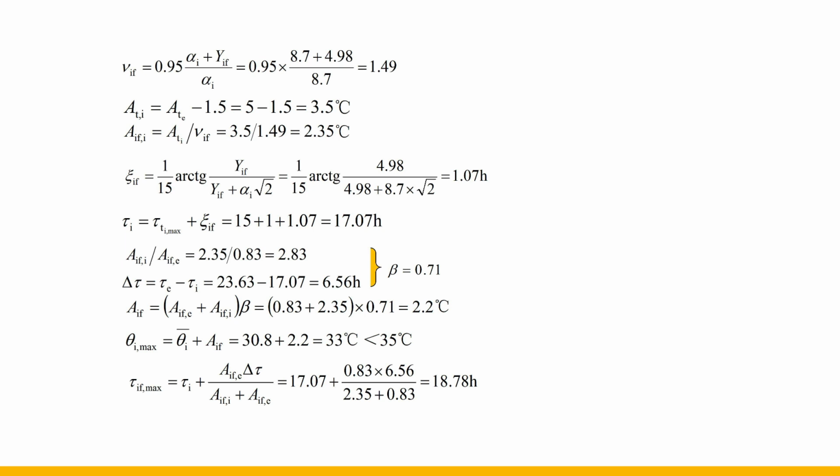Finally, substitute the appearance time of the highest temperature on the inner surface caused by the indoor harmonic, the inner surface temperature amplitude caused by the outdoor harmonic, the inner surface temperature amplitude caused by the indoor harmonic, and the time difference of the two maximum harmonic values into the calculation formula, and find that the maximum value of the inner surface occurs at 18.78 o'clock, that is 18:47.